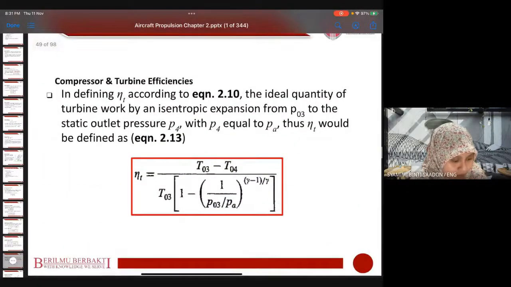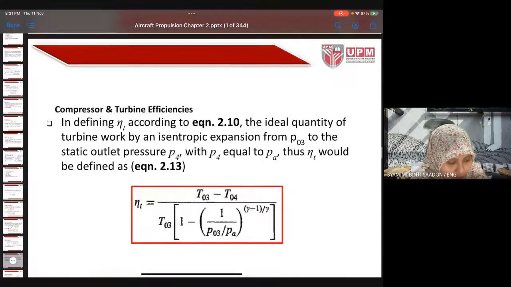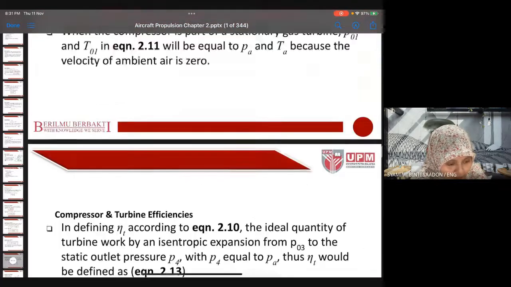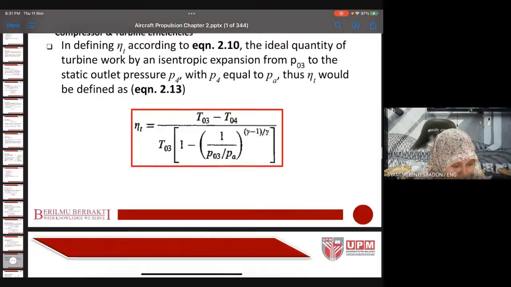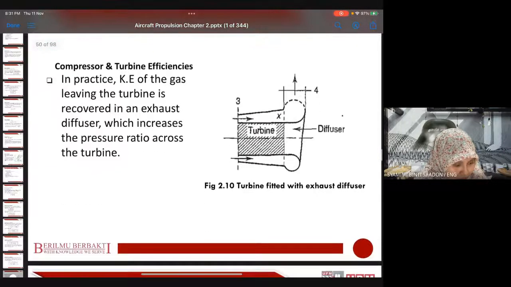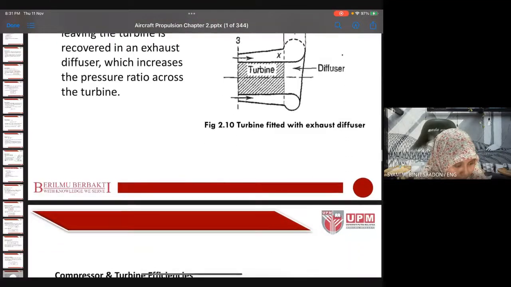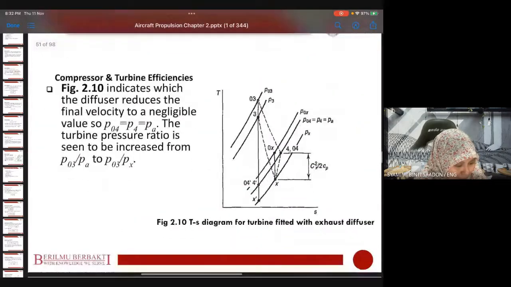It is the same, with PA, P ambient, because usually the P4 outlet of the turbine is at atmospheric ambient pressure. So that's why we can replace the P4 at the exit of the turbine with PA, ambient pressure. But it's the same relation as just now. Okay, last one. Maybe I stop here.